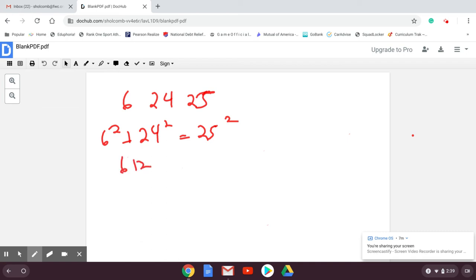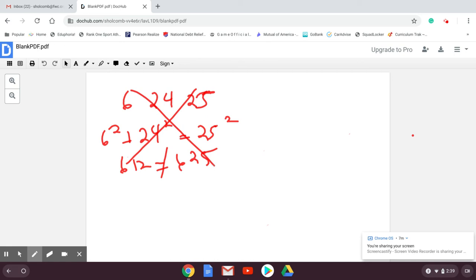That's 24 squared. 24 squared was 576 plus 36 is 612. Now 25 squared, this one I happen to know is 625. And so I can tell that that's not equal to 625. This is not a right triangle.